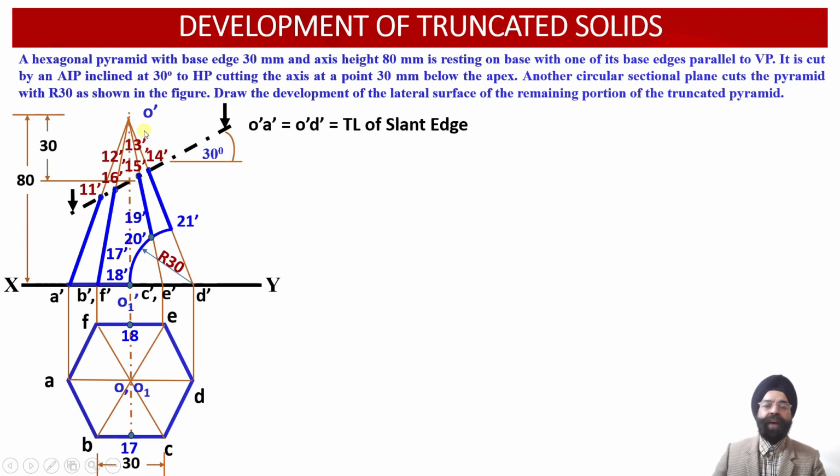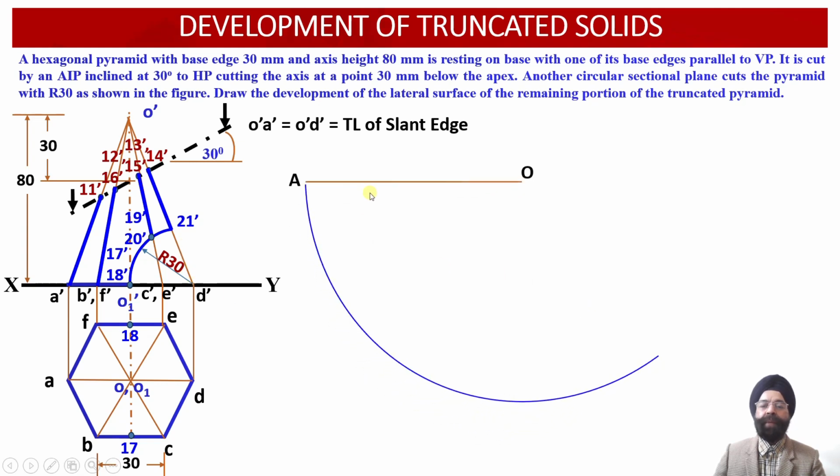Now once we know the true length of the slant edge of this hexagonal pyramid, we will take the radius OA equal to the true length of the slant edge, which is equal to O dash A dash and O dash D dash. Then with O as the center and OA radius equal to O dash A dash or O dash D dash, we are going to draw an arc which represents the true length of the slant edge.